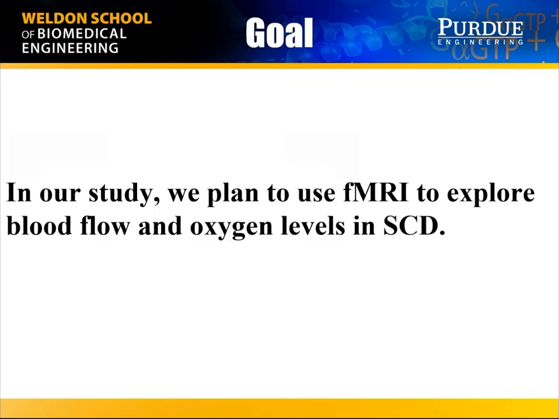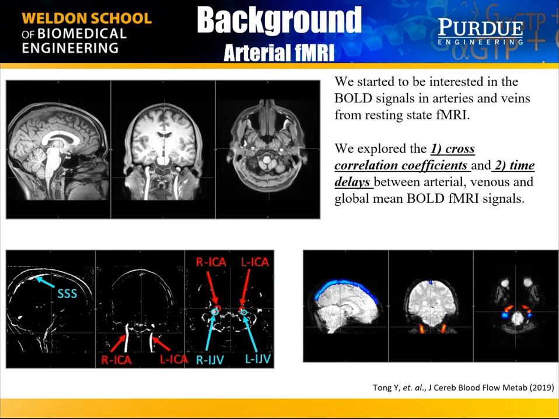So in this talk, in our studies, we try to use fMRI to explore the physiology of sickle cell, to see how the cerebral blood flow or oxygen level in sickle cell behave using only fMRI data. Before that, I would like to give a little bit of background of my group and my study. I've been interested in using fMRI to study physiology for quite some years, and we developed several methods to try to understand, especially, cerebral blood circulation using fMRI.